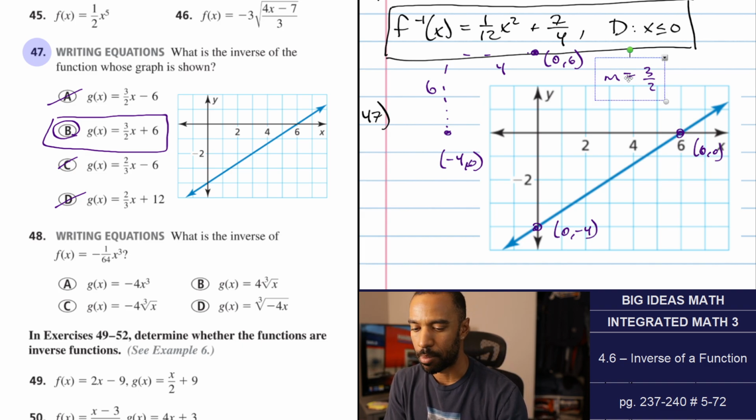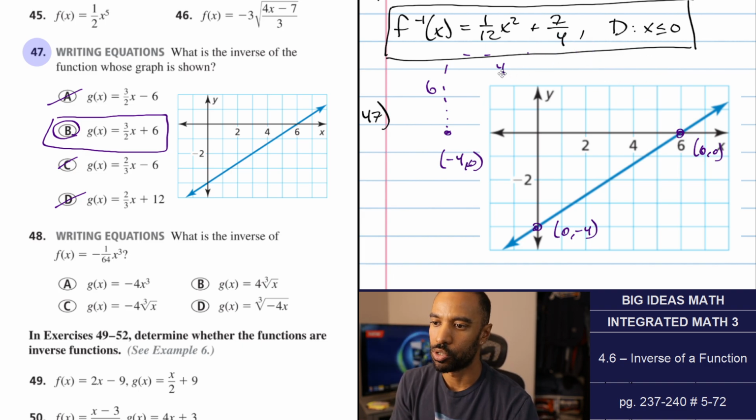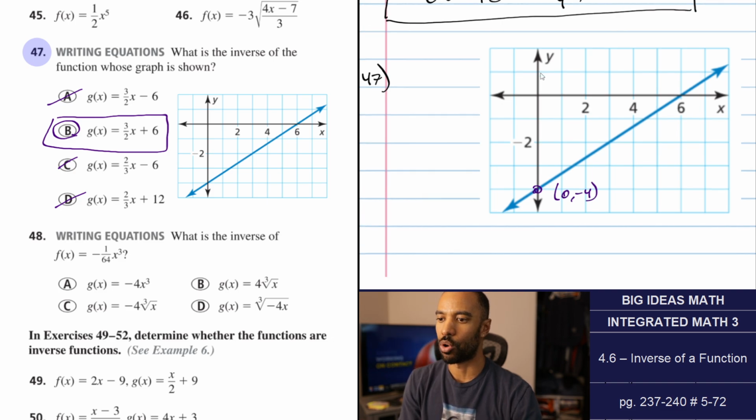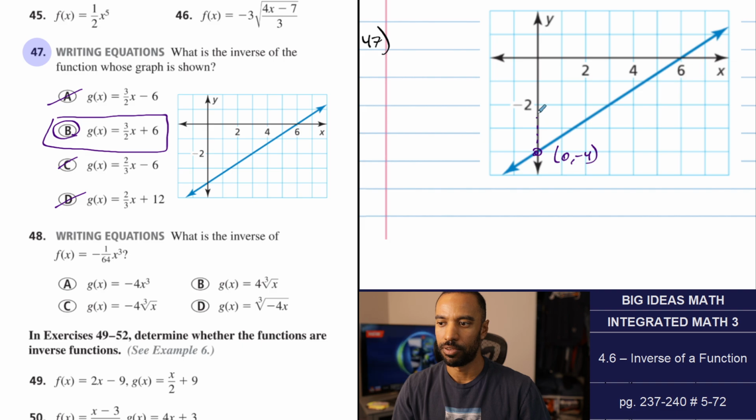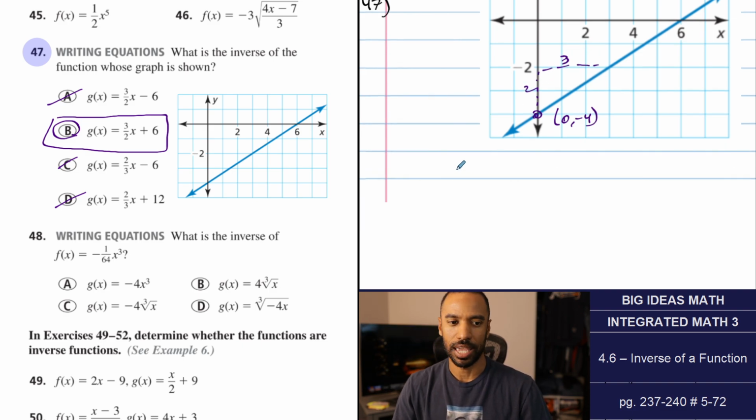Come up with the other line and come up with its equation. What you could also do, of course, is come up with the equation of this line, and then take its inverse. So let's just go off this. We have a y-intercept of (0, -4), and a slope of up 2 over 3. That means the equation of your original function is f of x equals 2/3 x minus 4.